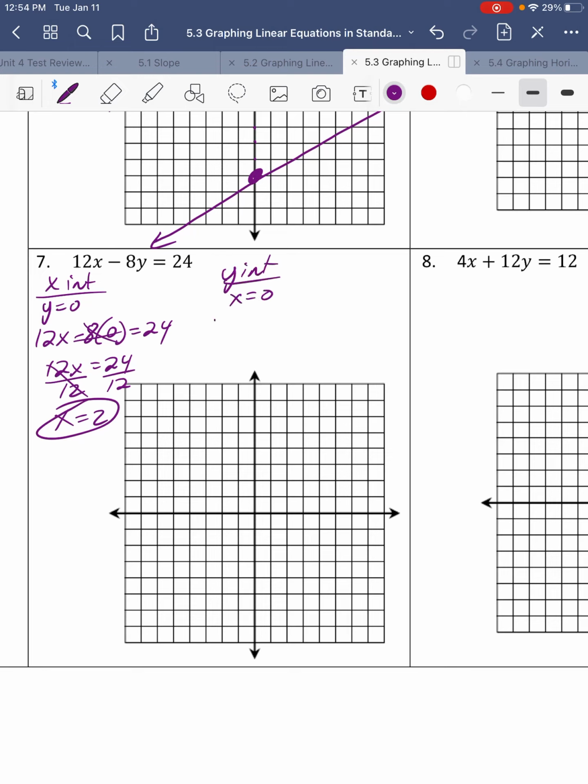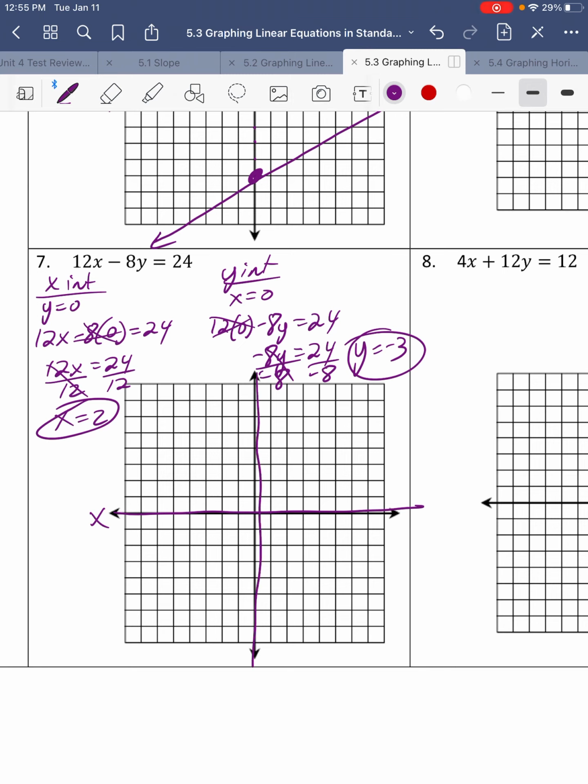It's always opposite. So 12 times 0 minus 8y equals 24. So you're going to get a negative 8y equals 24. Divide by negative 8, divide by negative 8. You get y equals negative 3. So your y-intercept is negative 3. X-intercept is 2, so our x-axis is here. Your y-axis is vertical. So we have x-axis going to cross the x-axis at 2, your y-axis at negative 3.